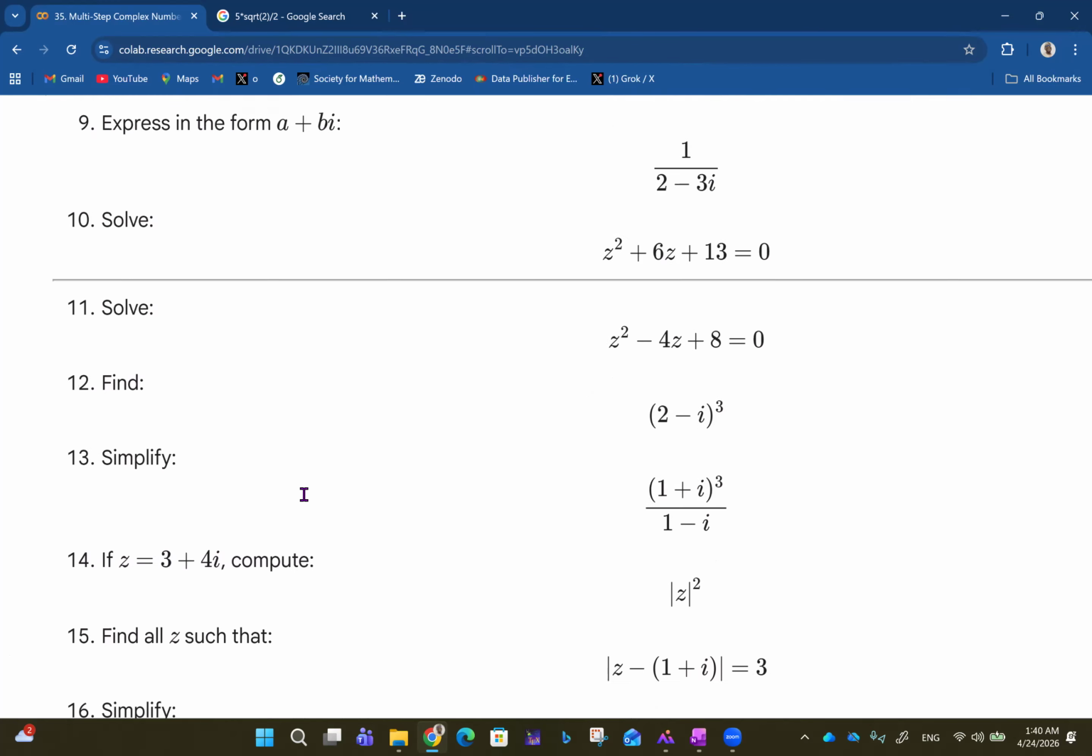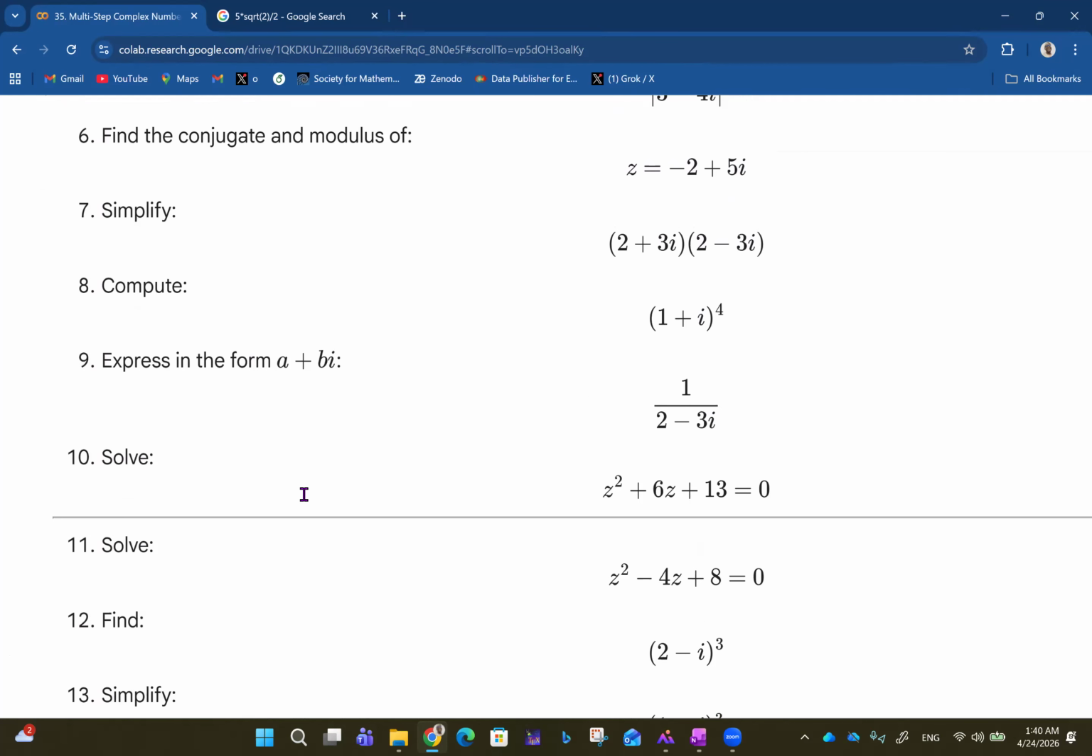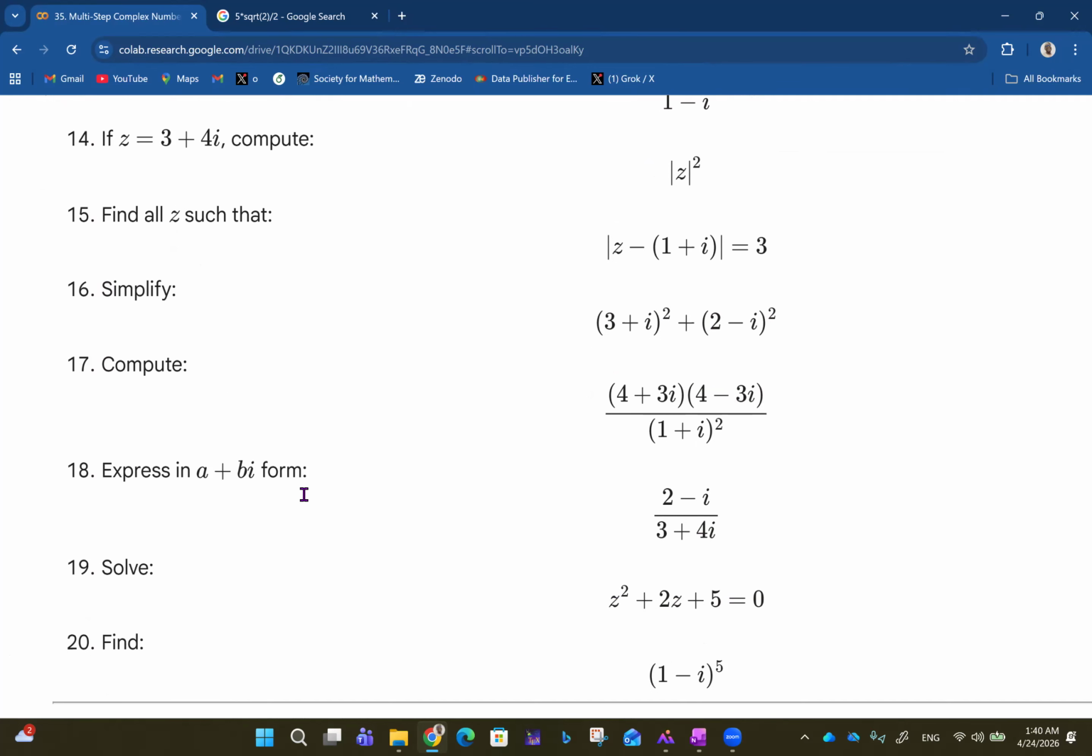I'm solving 3 and 10. Question 3 says to compute (5 plus 2i) all over (1 minus i). Of course, we just need to rationalize in that case. And question 10 says to solve z squared plus 6z plus 13 equals 0. And then you have other ones.